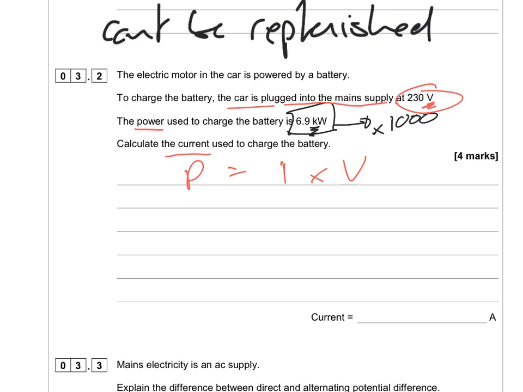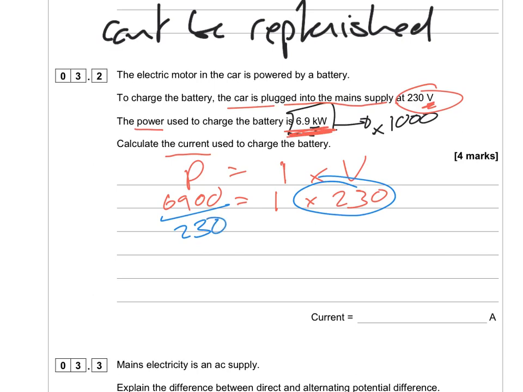Substituting in, we've got 6,900 from that, which times 1,000, equals the current I, which I'm trying to find out, times 230 volts. We now need to rearrange this, so I want to get rid of the times 230 and divide by 230. That cancels out that. And your answer in this case works out to be 30 amps.